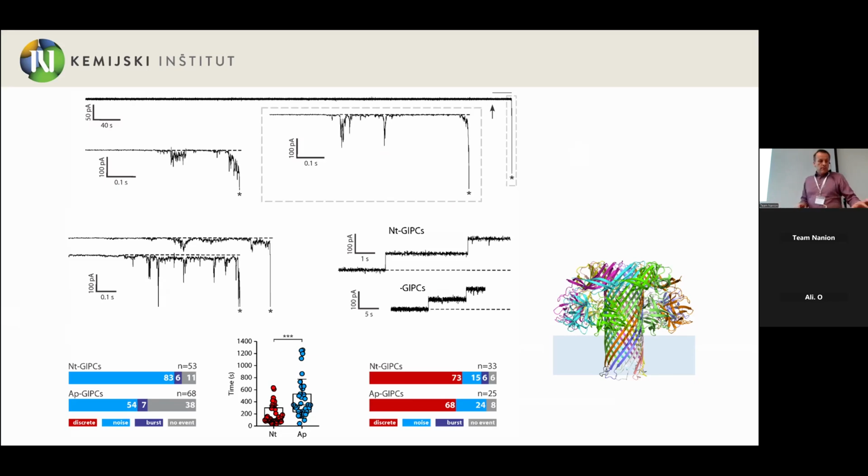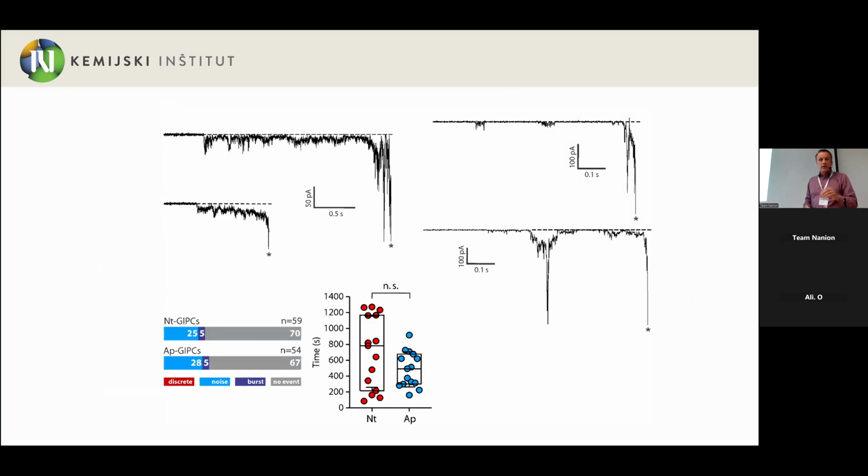This protein family, NEP1-like proteins, is a big protein family. There are almost 2,000 sequences known. This is another one from another organism which forms similar traces. So a lot of noise, transient pore openings, and always collapse of the membrane at the end of the measurements.